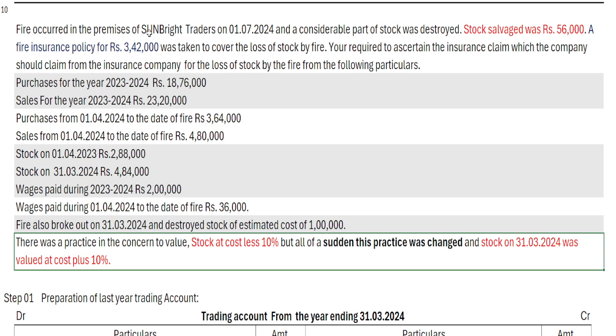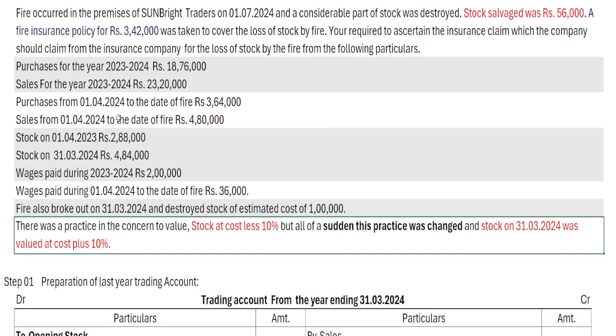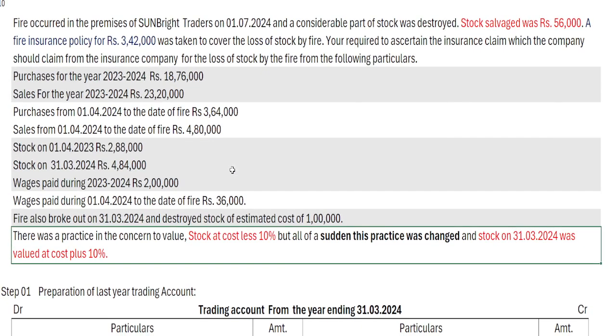A fire occurred in the premises of Sunbright Traders. In this case, the problem is that we have to find out undervalued stock and overvalued stock. Then we have to continue with the same steps. And I have highlighted important information and segregated it differently.